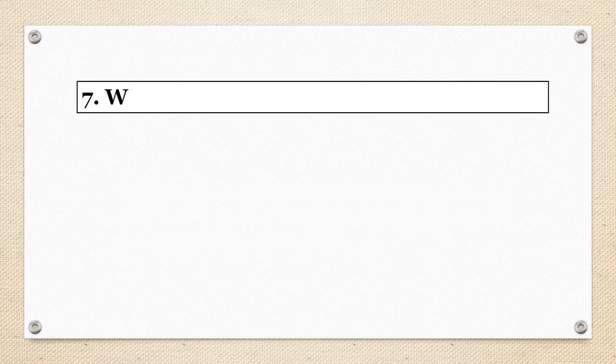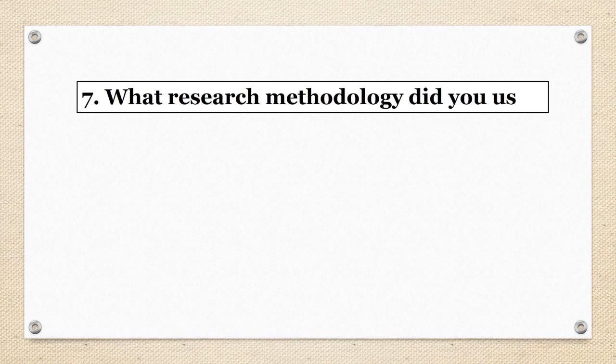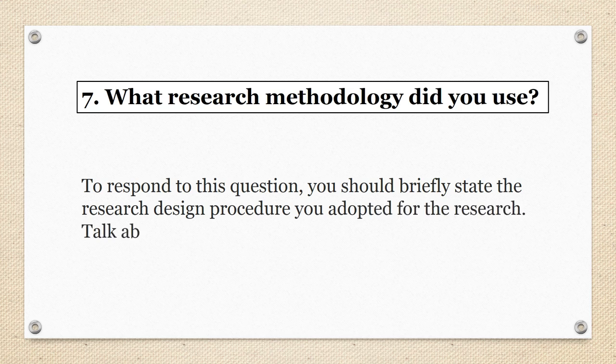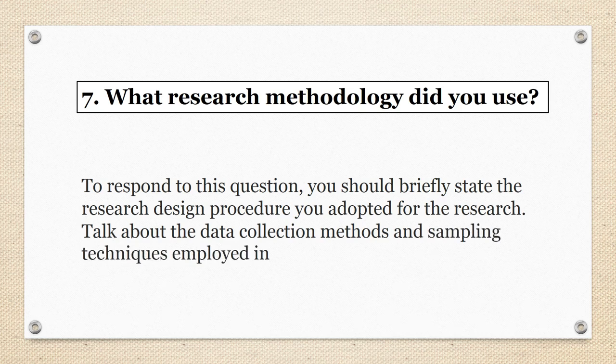Question number 7, what research methodology did you use? There are different types of research methodologies. For example, in the case of quantitative research, there are different types of research methodologies. In the case of qualitative research, there are some other research methodologies being used. So why did you use a particular research methodology? To respond to this question, you should briefly state the research design or the research methodology you adopted for the research. Talk about the data collection methods and the sampling techniques employed in the research.